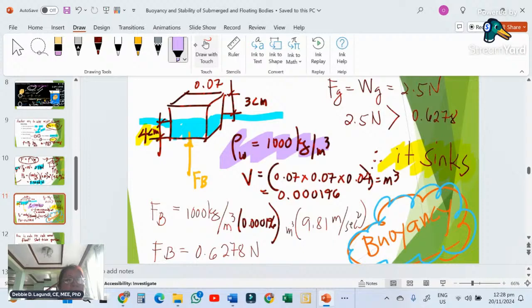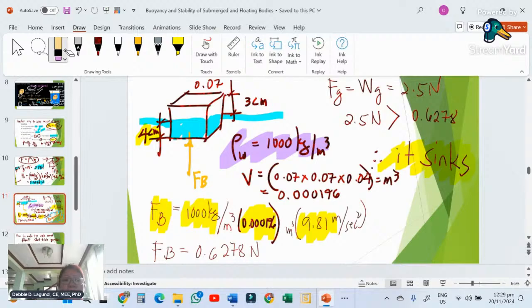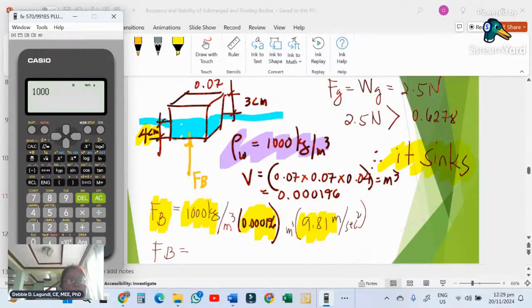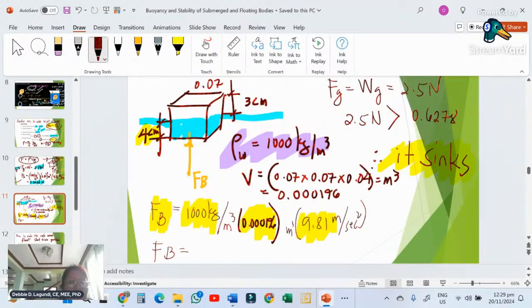So the buoyant force will now be 1000. That's for the liquid. 0.000196, that will be for the volume. 9.81 for the G. So what will be the buoyant force value? Let's calculate. Bring out the calculator here. So it's 1000 times 0.000196 times 9.81 equals. There you go. It's 1.92276. And what's the unit? Newtons.